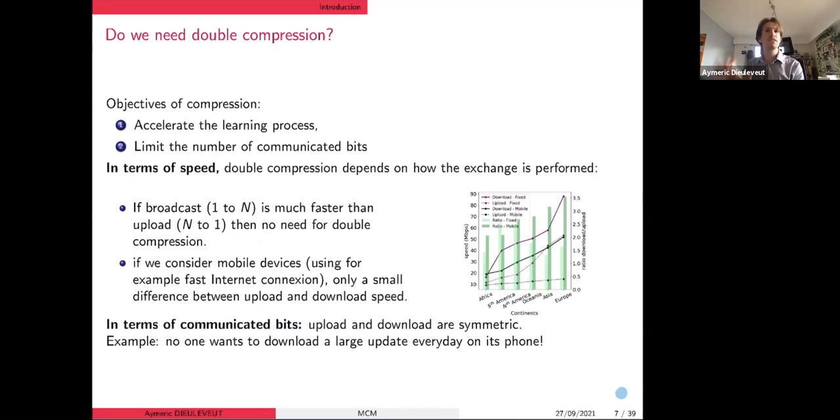Okay, so this is a bit of a mixed message. What I just want you to agree on, I hope, is that bidirectional compression can be useful in very interesting settings. So how do we perform bidirectional compression?